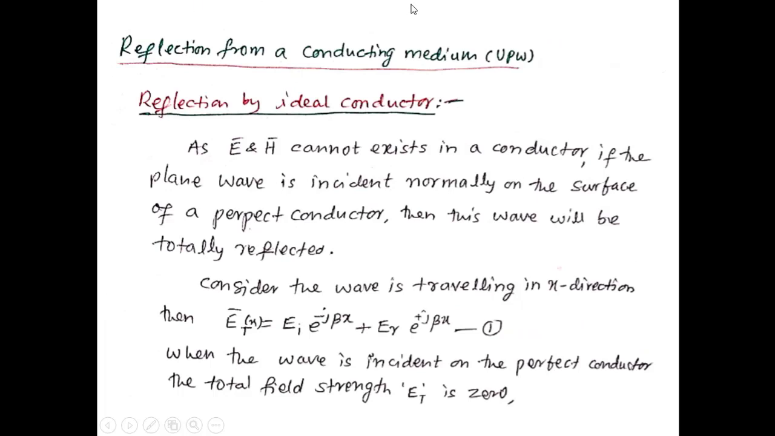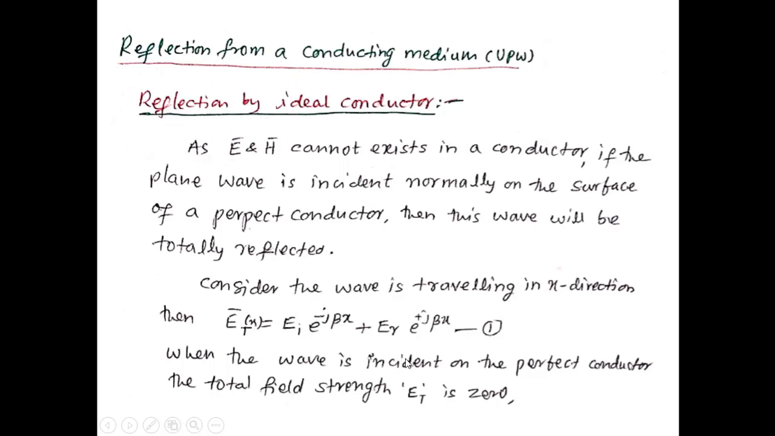So next, reflection from a conducting medium. Reflection by an ideal conductor. As E bar and H bar cannot exist in a conductor, if the plane wave is incident normally on the surface of a perfect conductor, then this wave will be totally reflected. So consider the wave traveling in the x direction, then Et bar of x is equal to Ei e raised to minus j beta x plus Er e raised to plus j beta x. This is the reflected and this is the incident wave.